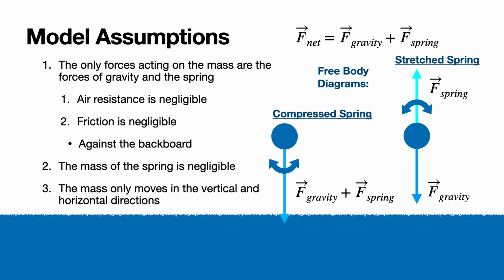1. The only forces acting on the mass are the force of gravity from the earth and the force from the spring. 2. The mass of the spring is negligible. And 3. The mass only moves in the vertical and horizontal directions. Underlying these assumptions, I'm assuming air resistance and friction both have a negligible effect on the system.